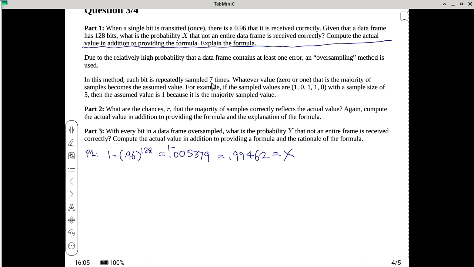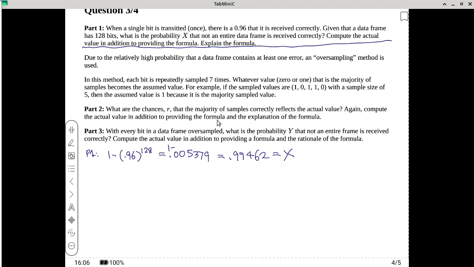Is that understood? Okay. So right away, I hope some of you are already thinking, smells like coin flip. Right? So let's read the rest of the question. It further explains that if the sampled values are 10110 as a tuple, a sequence with a sample size of 5, then we basically assume the bit being transmitted is a 1, because 1 is the majority of the samples. Does everybody understand what oversampling is? During the time of transmitting one single bit, I basically sample it many times: 7 times, 5 times, 9 times, and so on. Okay?